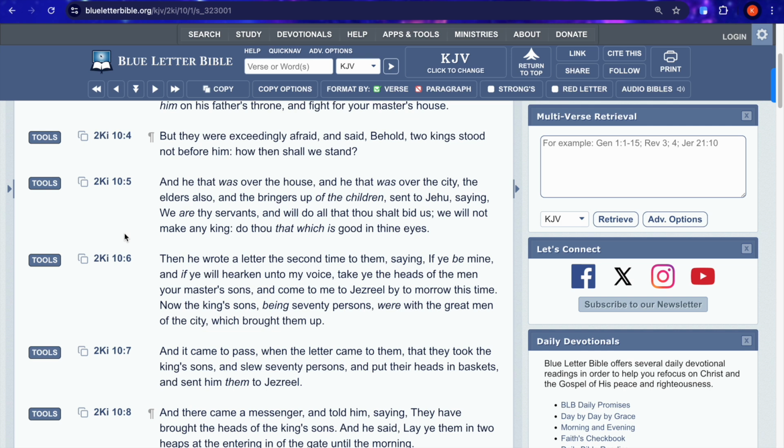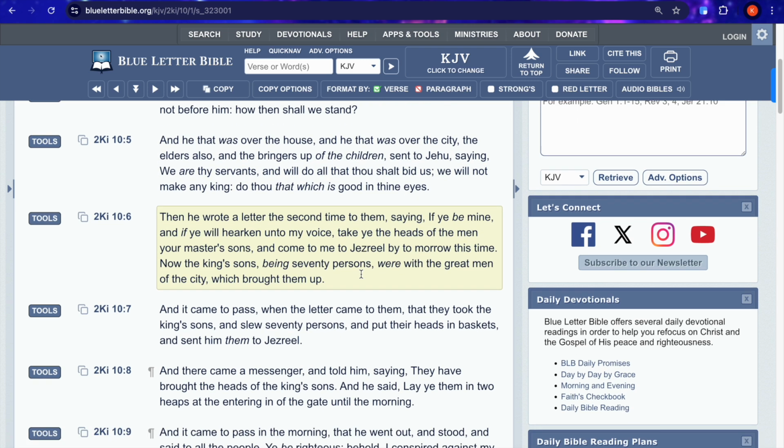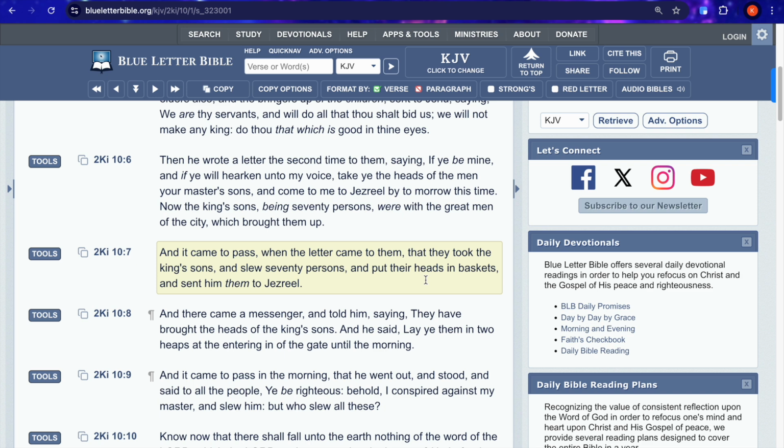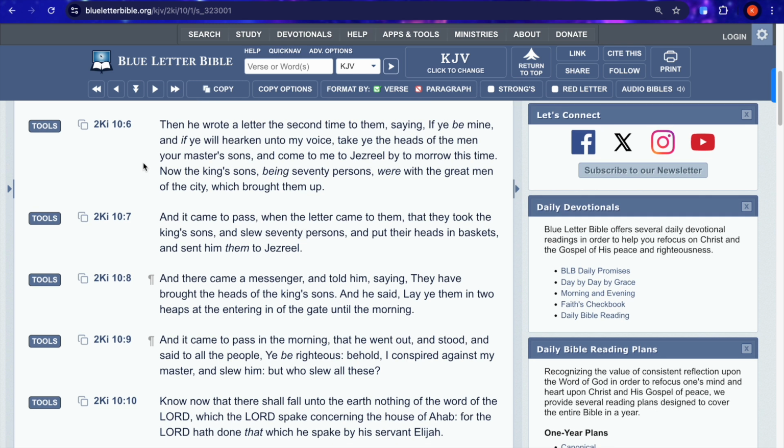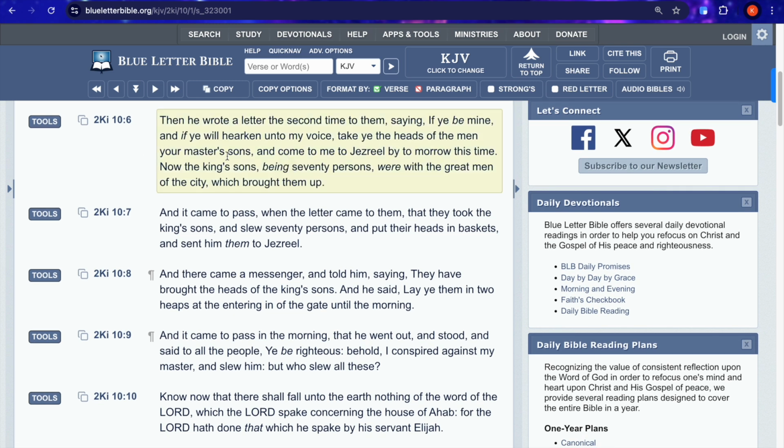Then he wrote a letter the second time to them, saying, If ye be mine, and if ye will hearken unto my voice, take ye the heads of the men your master's sons, and come to me to Jezreel by tomorrow this time. Now the king's sons, being 70 persons, were with the great men of the city, which brought them up. The tutors, right? The princes, the higher ups, were the ones taken care of because they were royalty. So Jehu says, go ahead and bring me their heads, basically decapitate them and bring them to me tomorrow at this time.